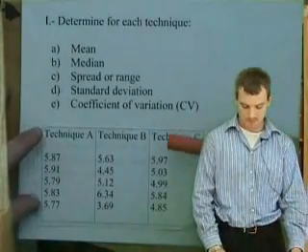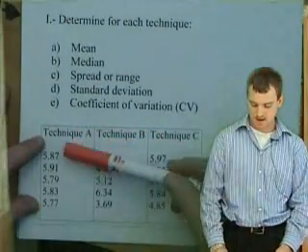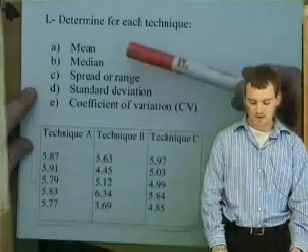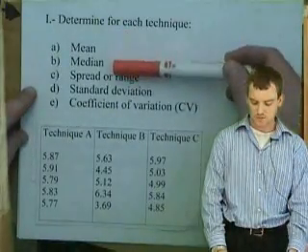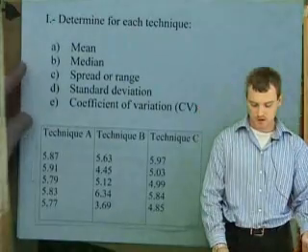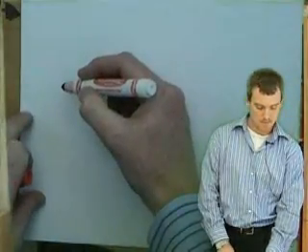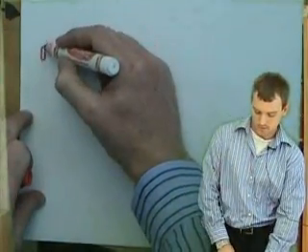This is our table here. We're going to be working exclusively with technique A with these values, and these are the values that we're going to be determining: the mean, the median, the spread of range, the standard deviation, the coefficient of variation. Now for A, we're going to be determining the mean.